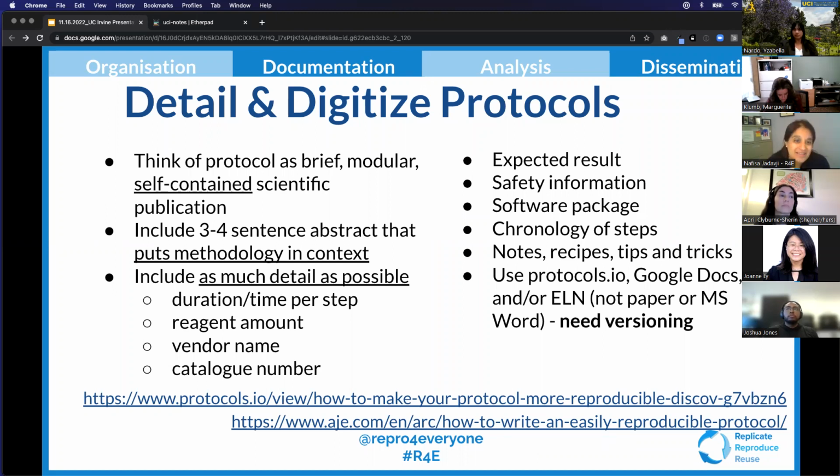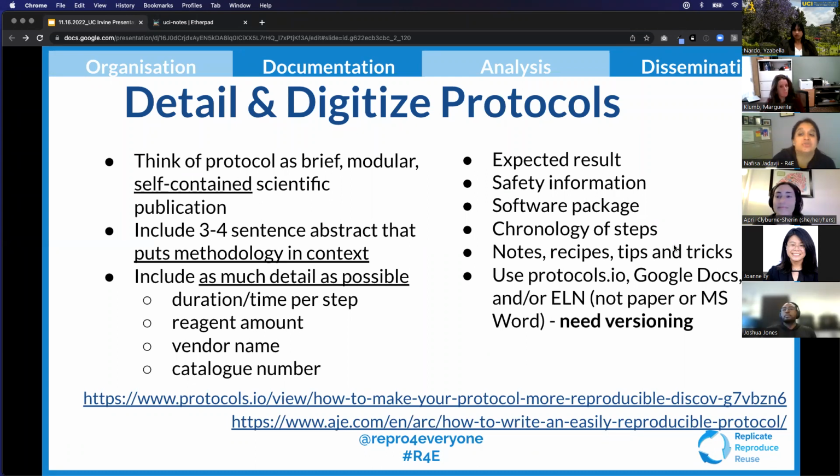I remember times when I was in graduate school and I was like, what is the antibody catalog number? I want the same one. Why don't they list this in papers? There are also expected results, any safety information, the steps that are involved, and any other tips or tricks. Sometimes the moon has to be facing in a certain direction for scientific experiments to work. So there are great resources here.